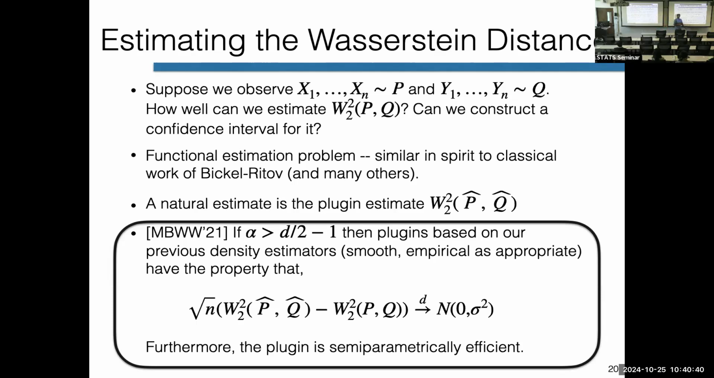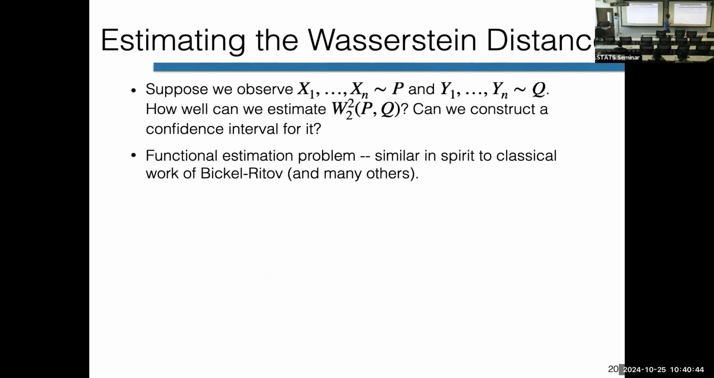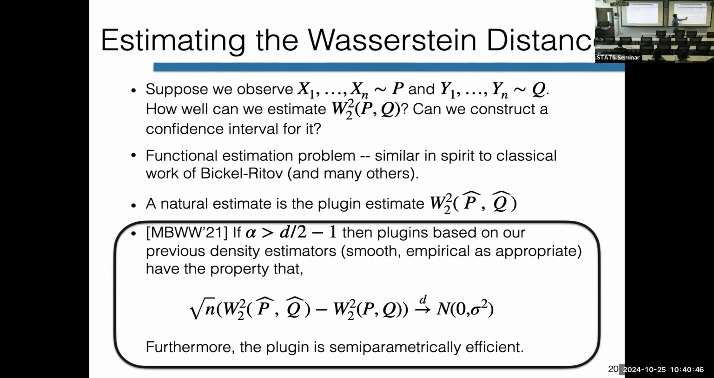So what's going on is it's saying that at least if you have this amount of smoothness, then you can estimate the Wasserstein distance exactly. It'll be as hard as estimating a single number. So you can quantify exactly what the variance is, and it'll be the right variance. Everyone good with this?